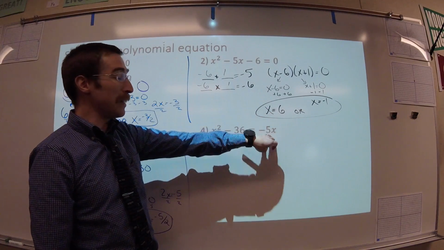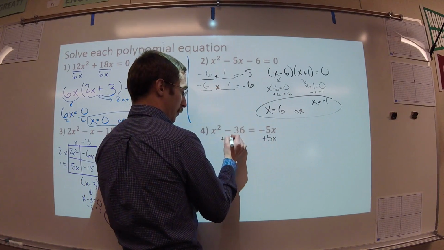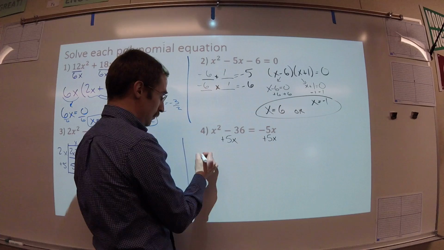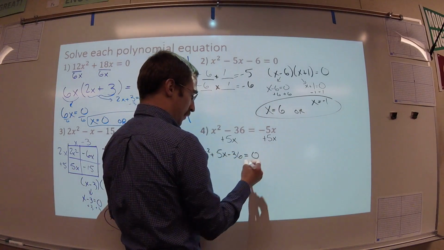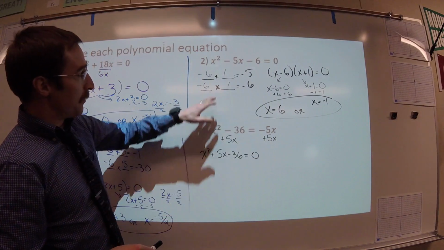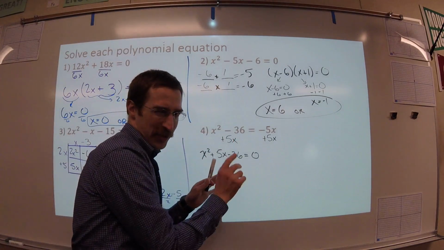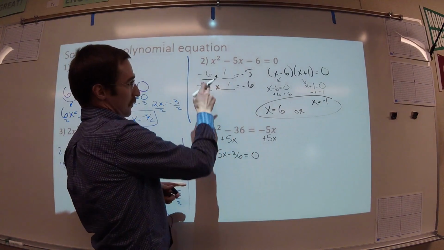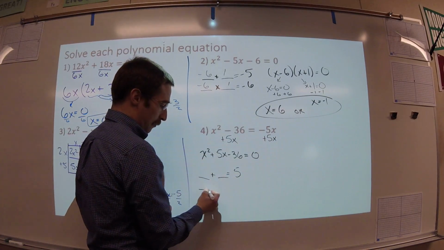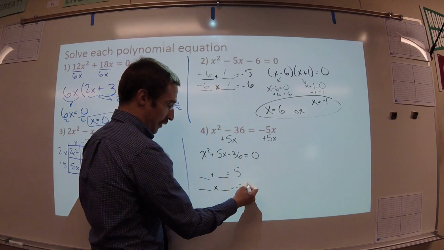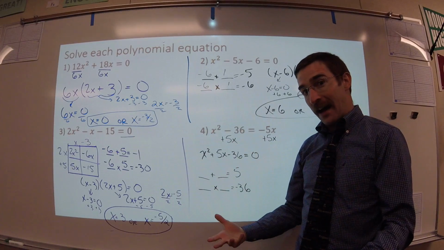I would rather make that equal 0, so I'm going to add 5x to make that a 0. So here I get x squared plus 5x minus 36 equals 0. It's a problem that's just like problem 2 up here, almost exactly, but the numbers are slightly different. It's a regular x squared, so I can just go blank plus blank equals 5, blank times blank equals -36. I need two numbers that multiply to -36 and add to 5.